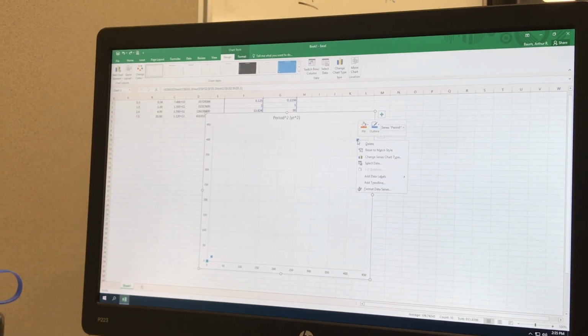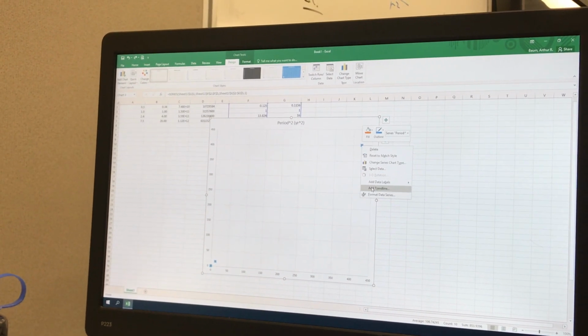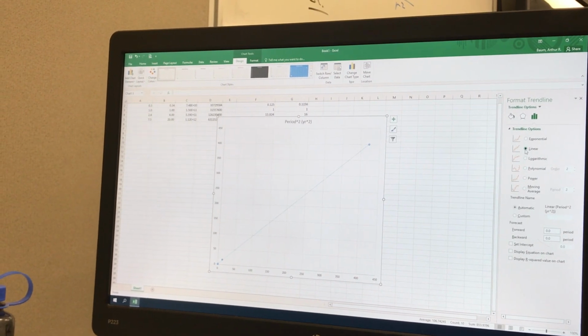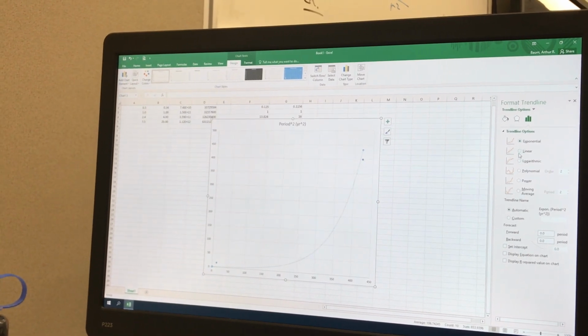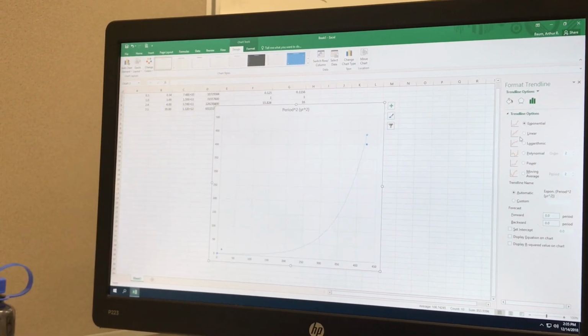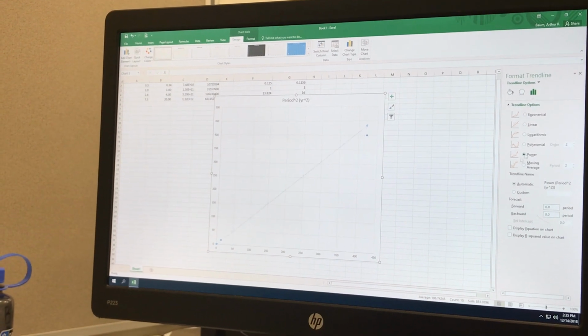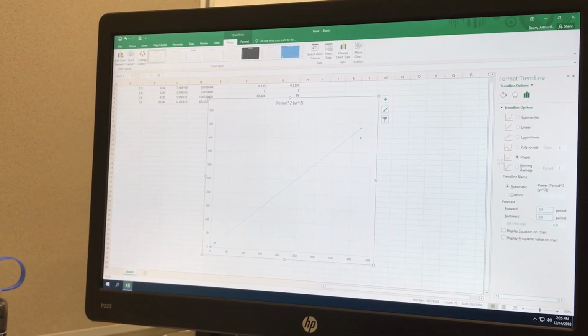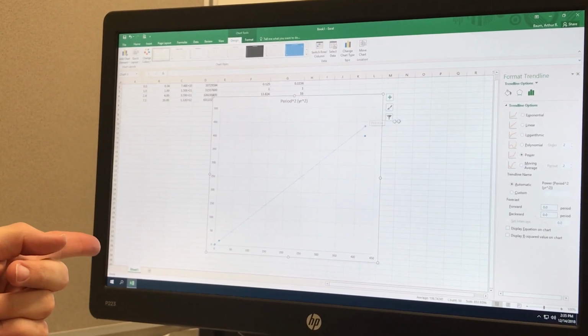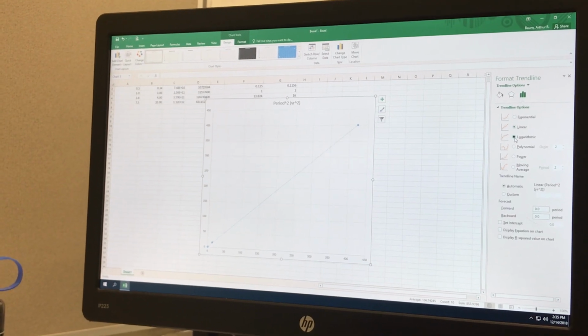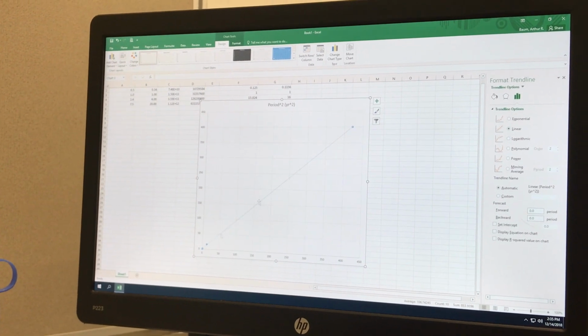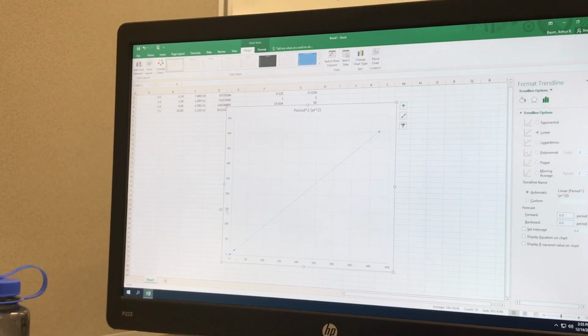You could right click on the data set you want and tell it add trend line. And it brings up the options. Exponential, which is different from power, which is pretty much linear. Linear, logarithmic, no. You want linear because it's supposed to be that t squared is proportional to r cubed.